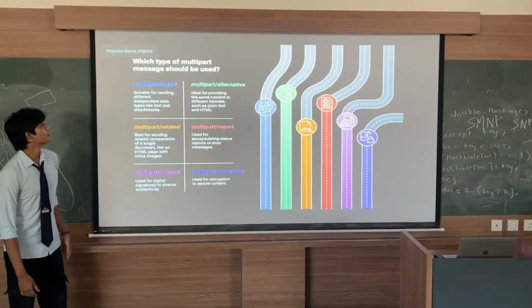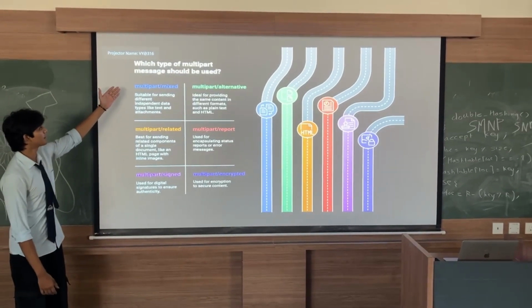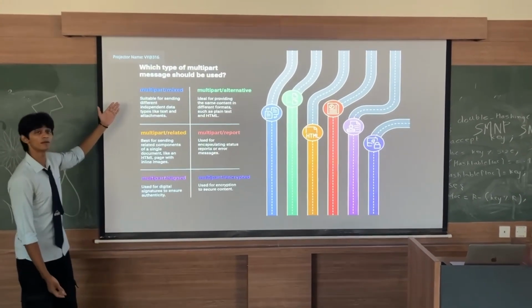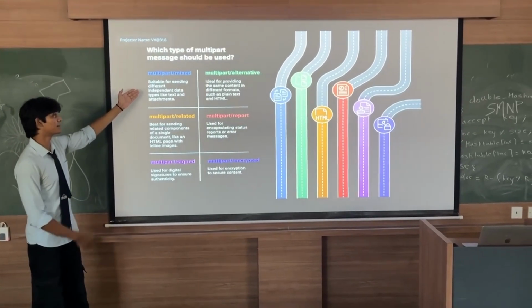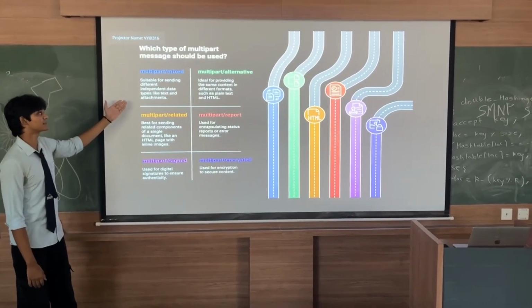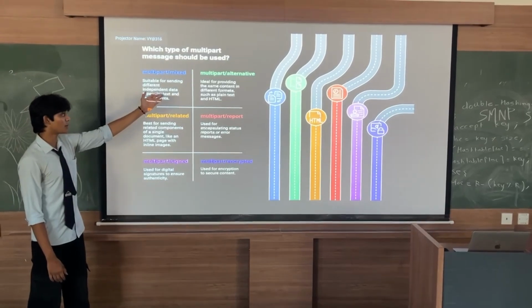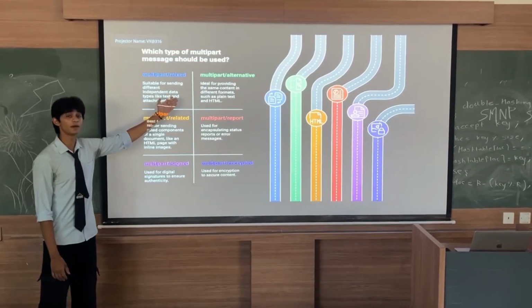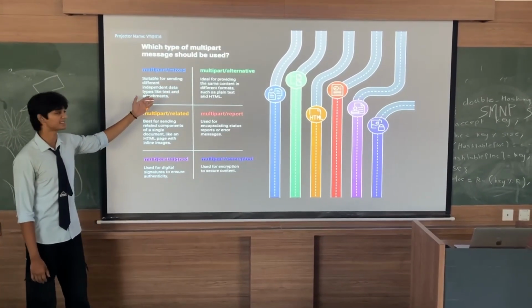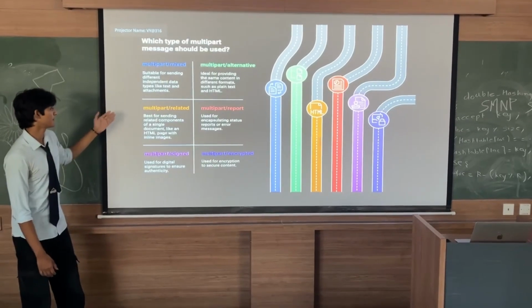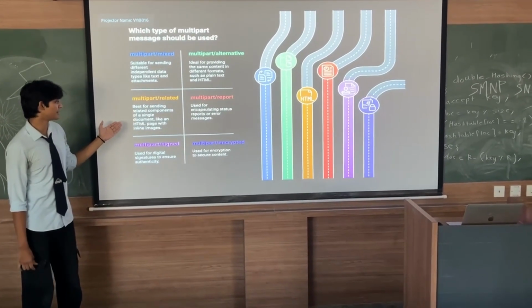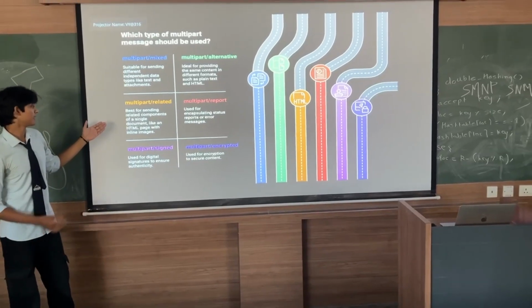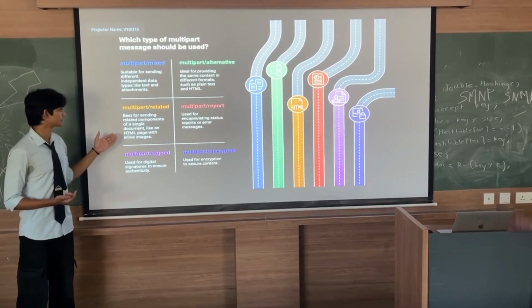So, after that, let's see what type of multi-part messages should be used. Which type of multi-part message should be used? Well, firstly, multipart/mixed is suitable for sending different independent data types like text and attachments. Next, we have multipart/alternative, which is ideal for providing the same content in different formats such as plain text and HTML. Then we have multipart/related, which is best for sending related components of a single document like an HTML page with inline images.